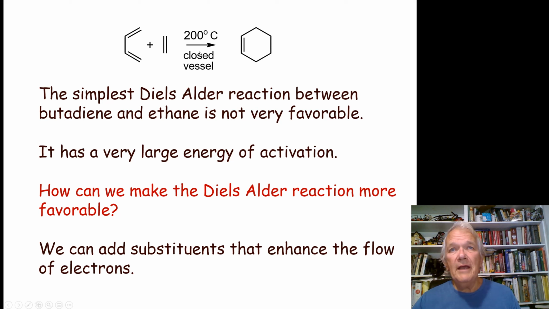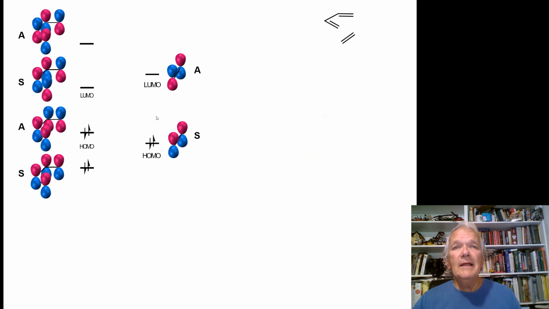You have to go at high temperature, 200 degrees, closed vessel, use pressure, and you can make it work. But how can you make it more favorable? Well, like with lots of reactions, this is essentially an acid-base reaction. And what we want to do is make the base a better base. We want to make the acid a better acid. So how do we do that?